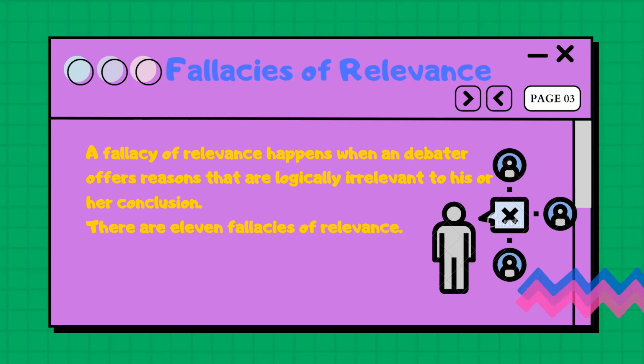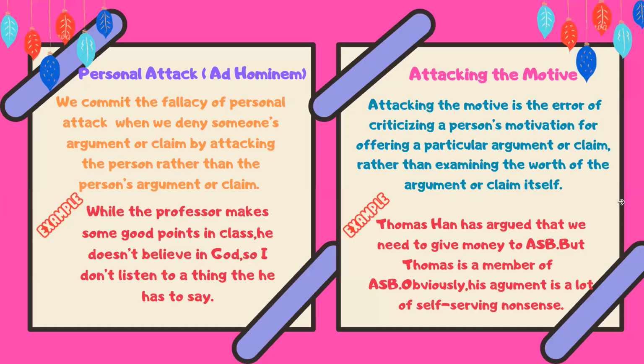Fallacies of relevance. Fallacies of relevance seem to be good, but are not. A fallacy of relevance happens when an arguer offers reasons that are logically irrelevant to his or her conclusion. Now we look at 11 fallacies of relevance. The first one is personal attack.